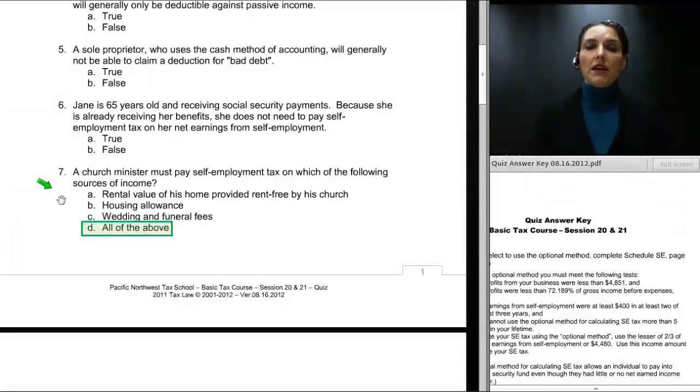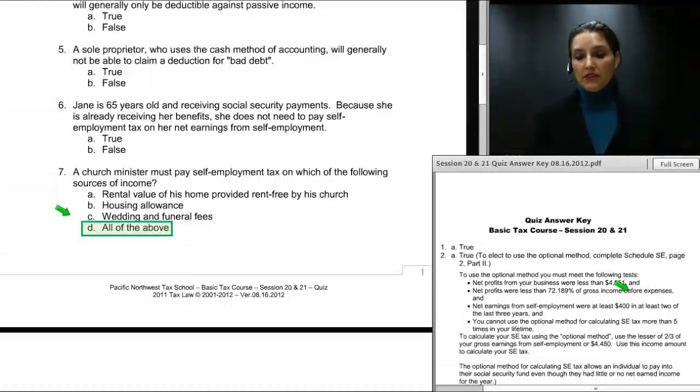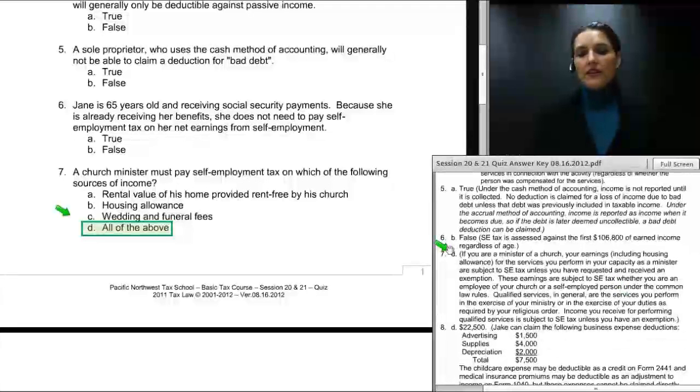So how much income of a minister is subject to self-employment tax? Well, pretty much all of their income from work for the church is, including rental value of his or her home that has been provided rent-free by the church, housing allowance provided by the church, and wedding and funeral fees that they receive for their work as a minister. Now here in the answer key, I did want to read to you what we've put in here. If you are a minister of a church, your earnings, including housing allowance for the services you perform in your capacity as a minister, are subject to self-employment tax.